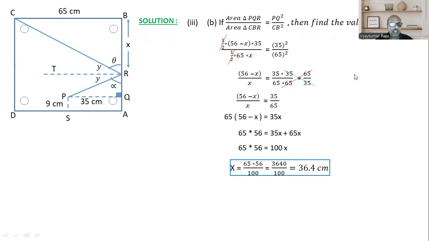Clear? So this is the board question. Only the concept had to be used, and of course they have given the values in the question. It was not that difficult. Students found this a little difficult, that's why I thought I should solve it. See, it's not difficult. It's the same simple thing. You have done simple things only. Clear? Hope you have understood it.